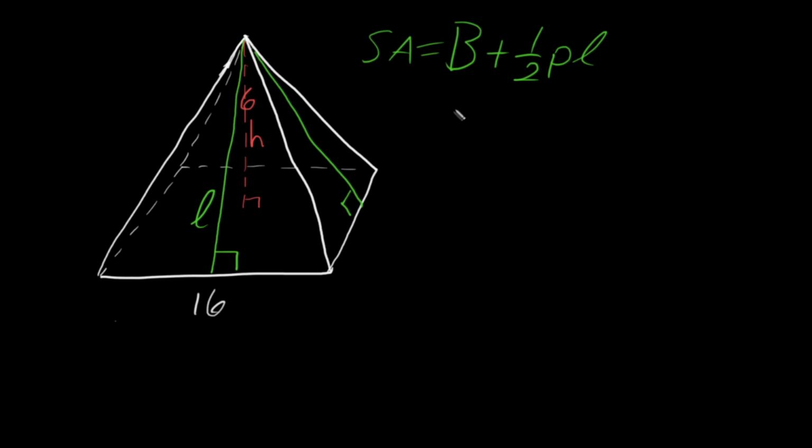Okay, so if we recall, our formula is still area of the base plus 1/2 times perimeter times slant height. So we still do need to find our slant height here somehow. We need to form a new right triangle in order to find the slant height. Remember that each side of the pyramid, in this case, has the same slant height length.